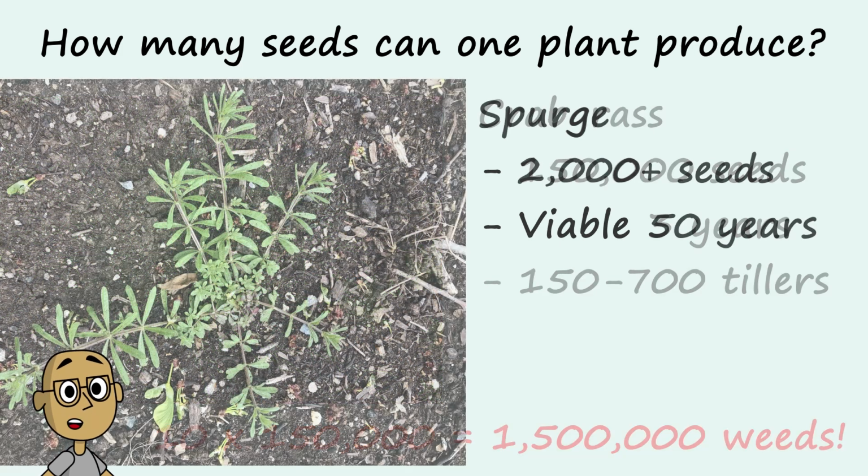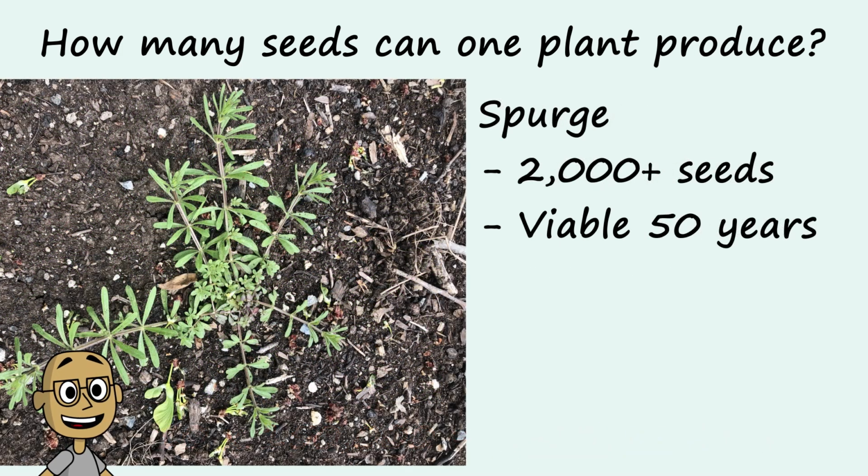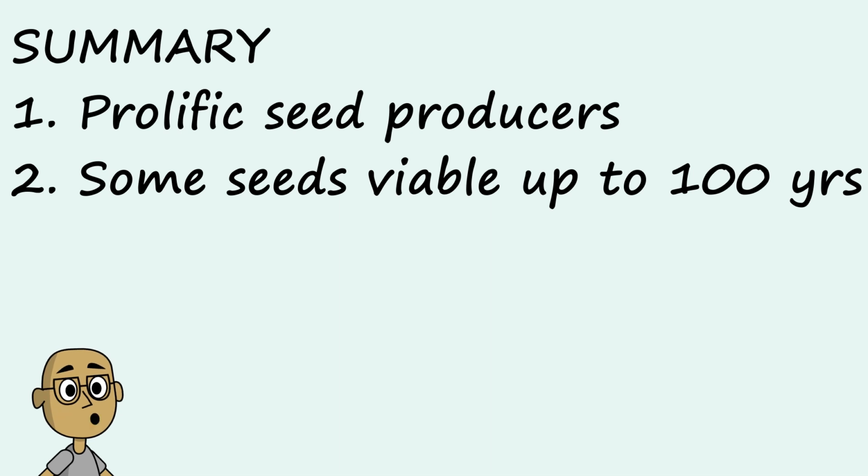Next, let's look at spurge, which produces several thousand weed seeds, which is far less than crabgrass, but its weed seeds remain viable for 50 years. I can go on and on with weed examples. The main takeaway here is that weeds are prolific seed producers, and seeds can remain viable for well over 100 years depending on the weed species.